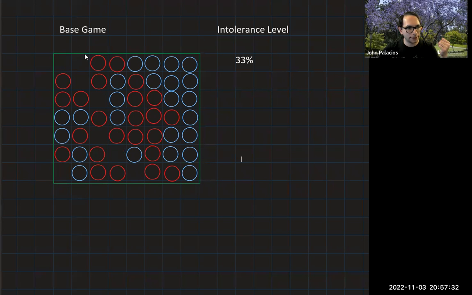So now let's look at this next token. Well, this token here has 3 neighbors, only one of which is the opposite color.